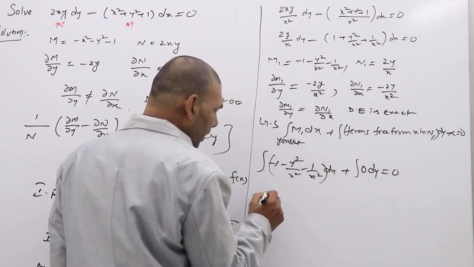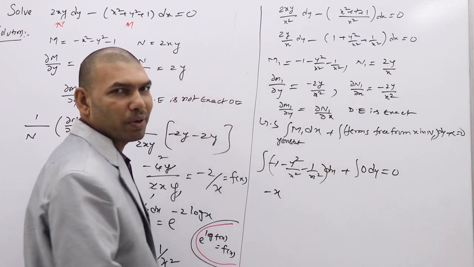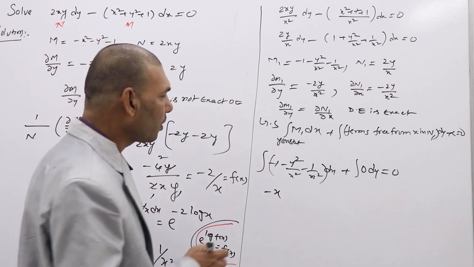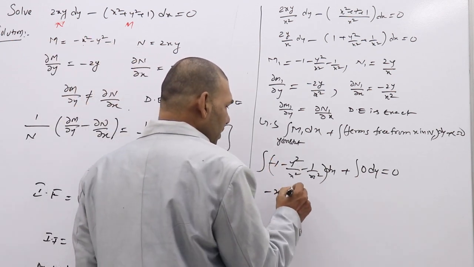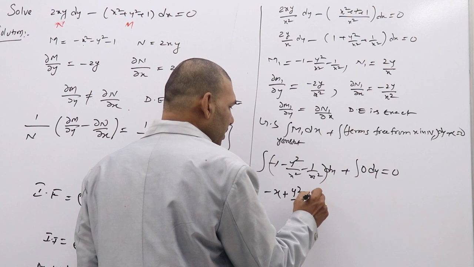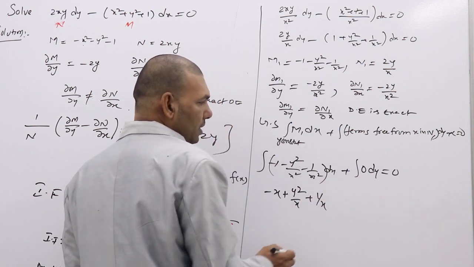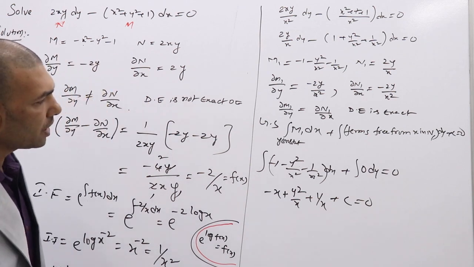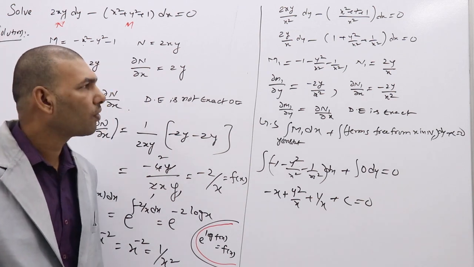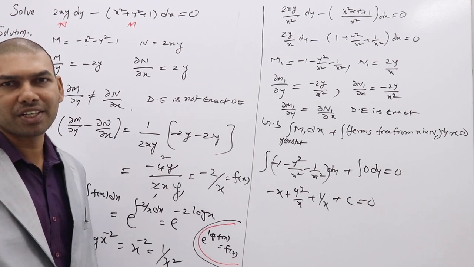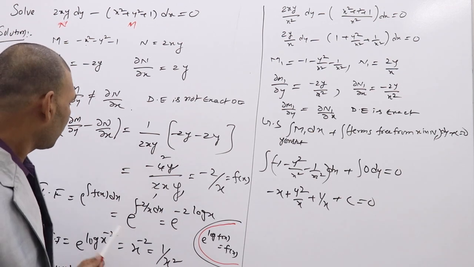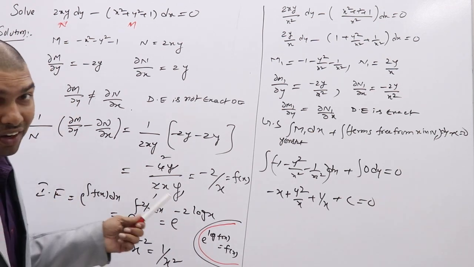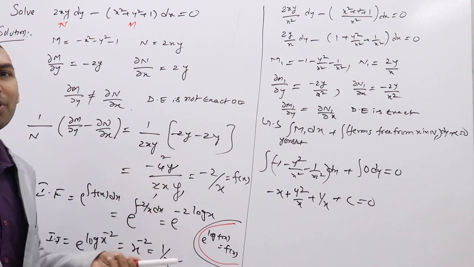Now integral 1 dx is x, integral 1 by x square is minus 1 by x. So x plus y square by x plus 1 by x plus c equal to 0. So this is the general solution of the given exact differential equation. Given non-exact DE which can be reducible to exact.